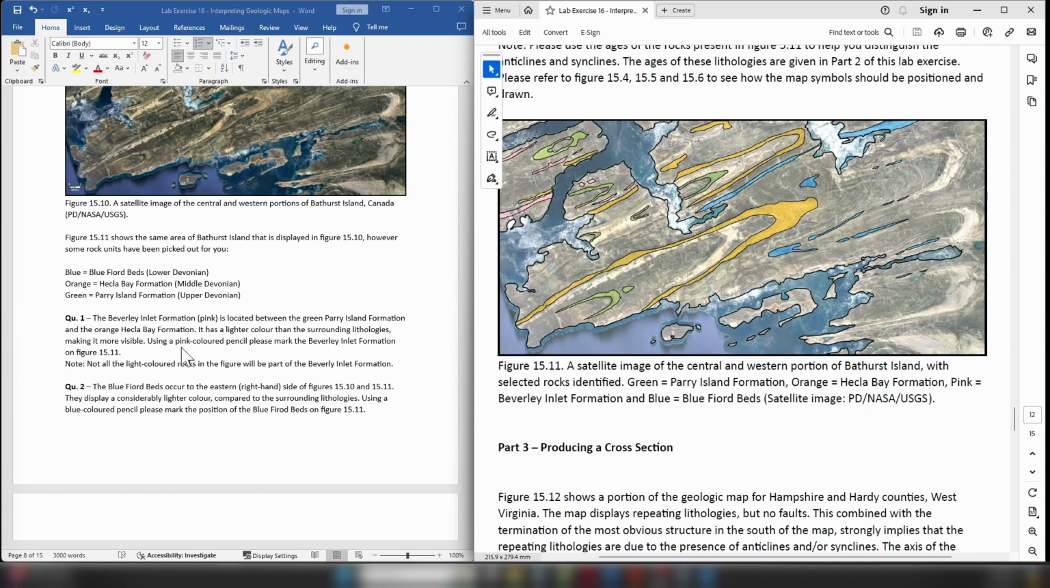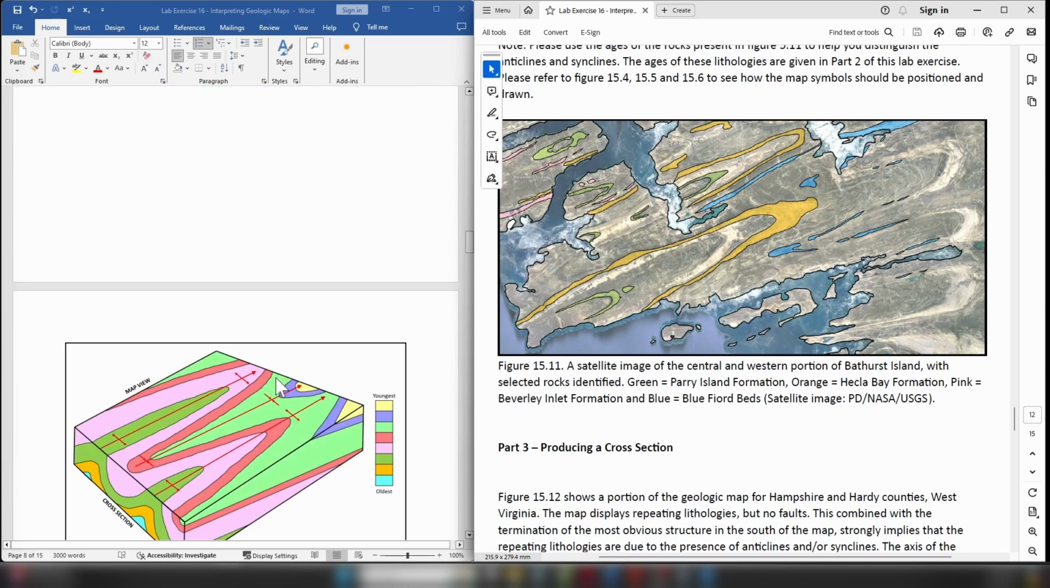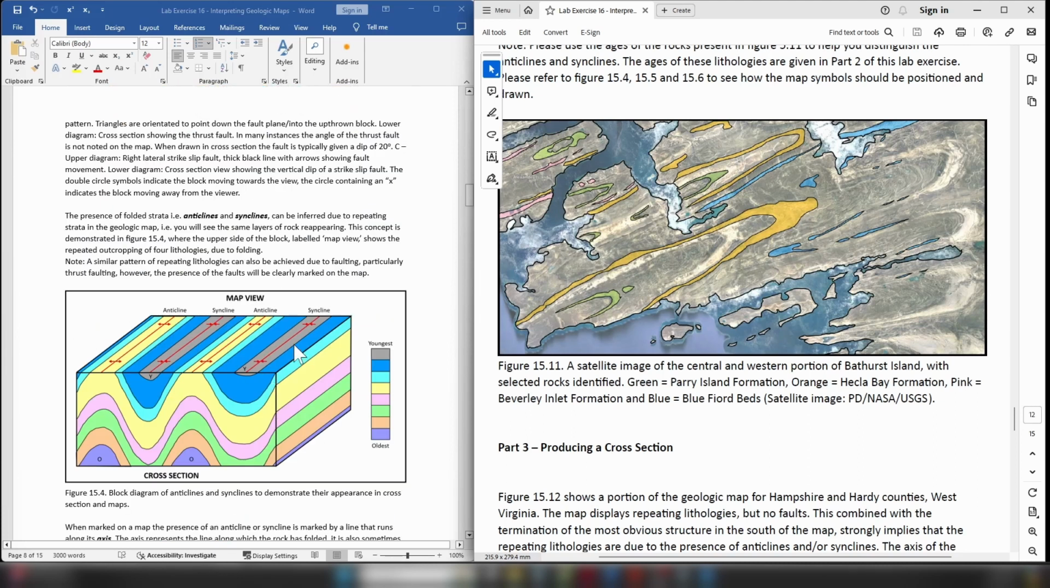Now remember, we are looking at an area that has been deformed and has produced anticlines and synclines. This means that we are going to see the same layers of rock repeating at the surface.